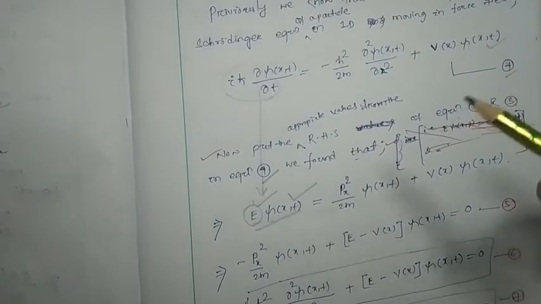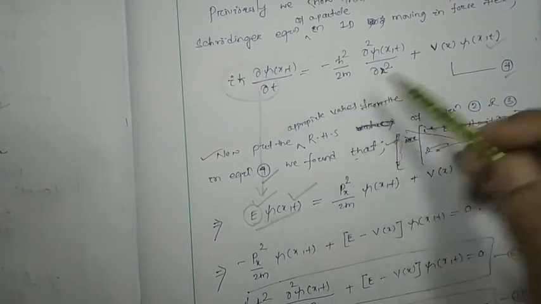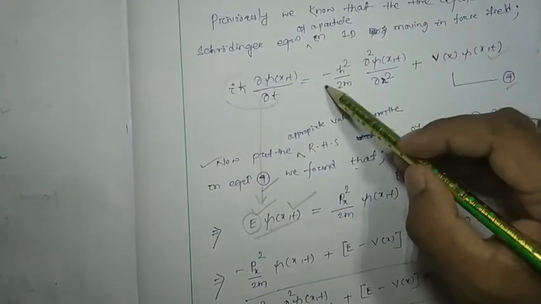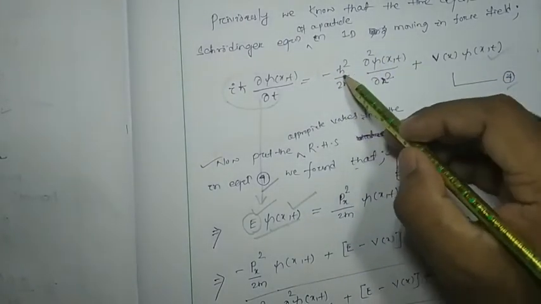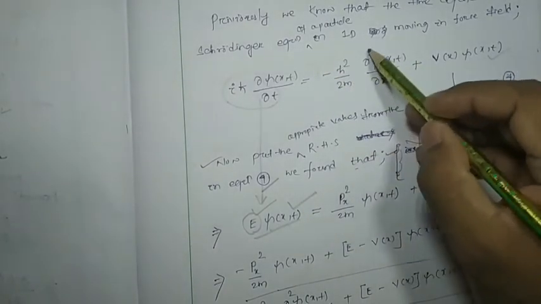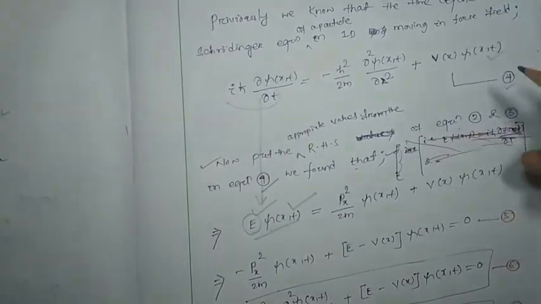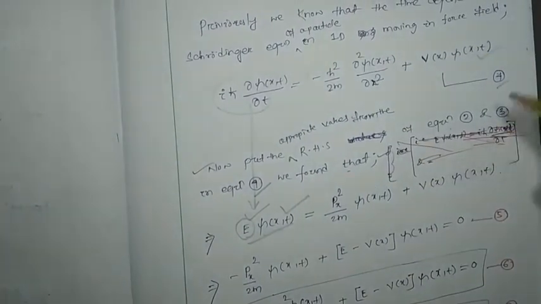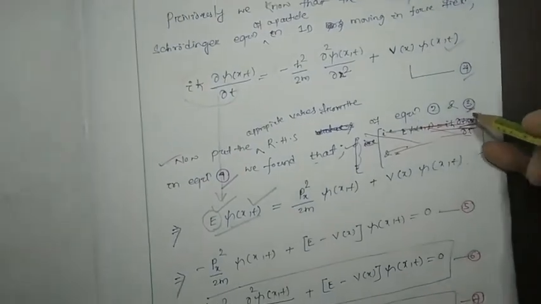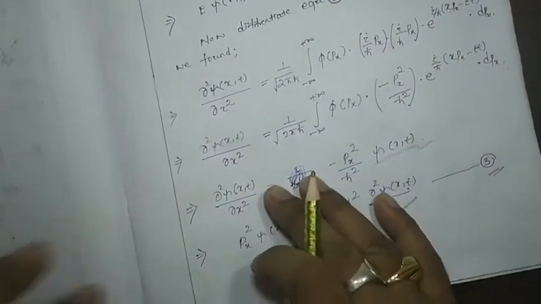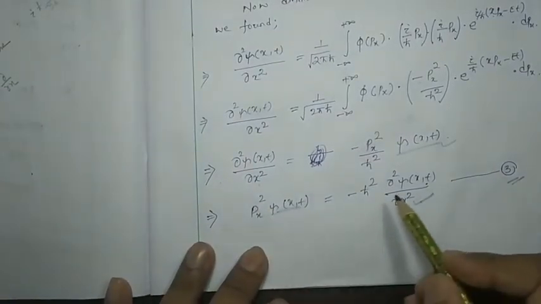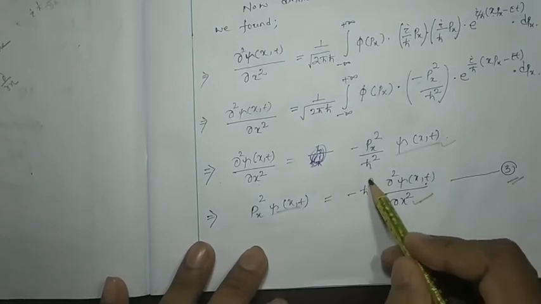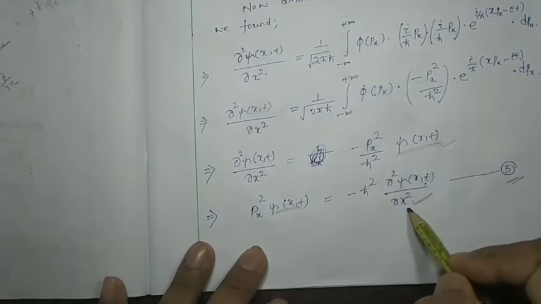Now we have to consider the right hand side. The right hand side is minus h cross square by 2m del square psi(x,t) by del x square. For this one we have to consider equation number 3. Equation number 3 tells us that p_x square psi(x,t) is nothing but minus h cross square del square psi(x,t) by del x square.